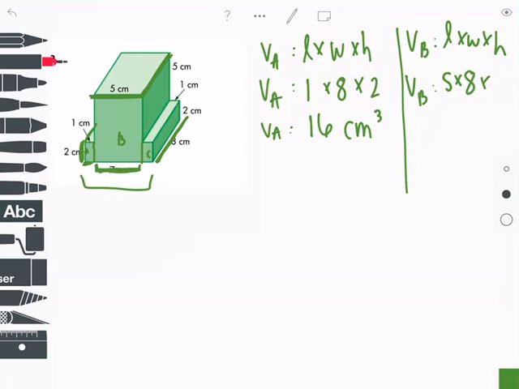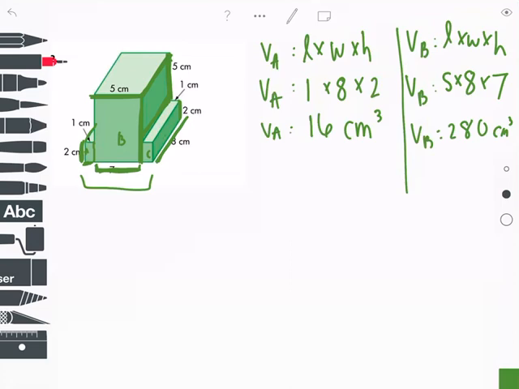And here, it doesn't give you one specific height because it's 5 here, but it's only showing this part. In order to combine the height, you would need to add 5 and 2 because it goes all the way down. Okay, so 5 plus 2 is 7. Then 5 times 8 is 40. 4 times 7 is 28. Add a 0. So it's 280 centimeters cubed.